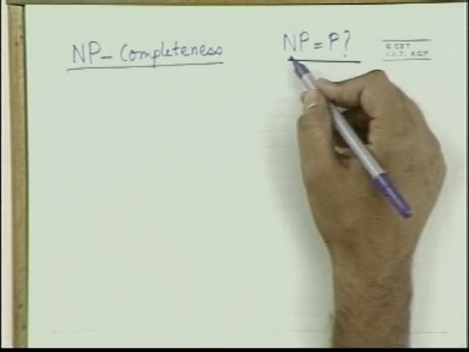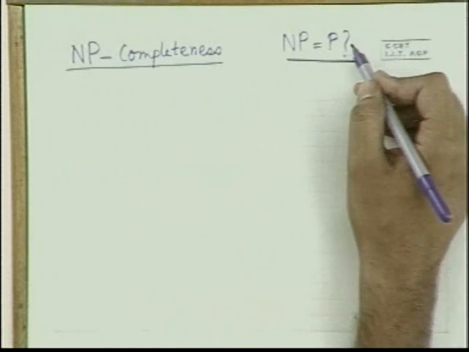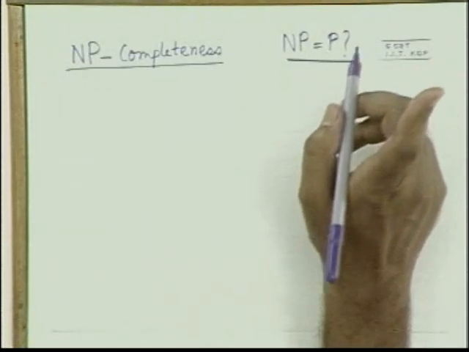Don't cancel out P here and say N is equal to 1. I have seen, don't laugh, I have seen people doing it.